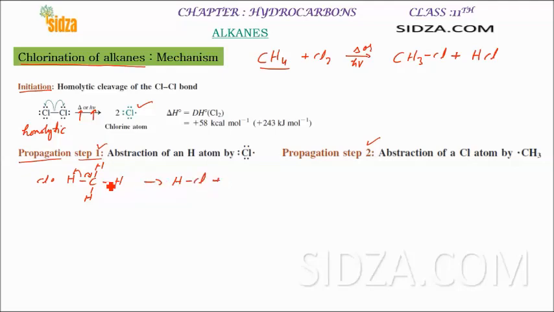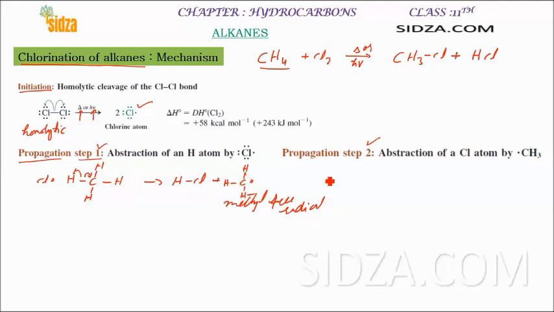Now you get the carbon with 3 hydrogen atoms and 1 electron. So this is a methyl free radical. This one is a methyl free radical.